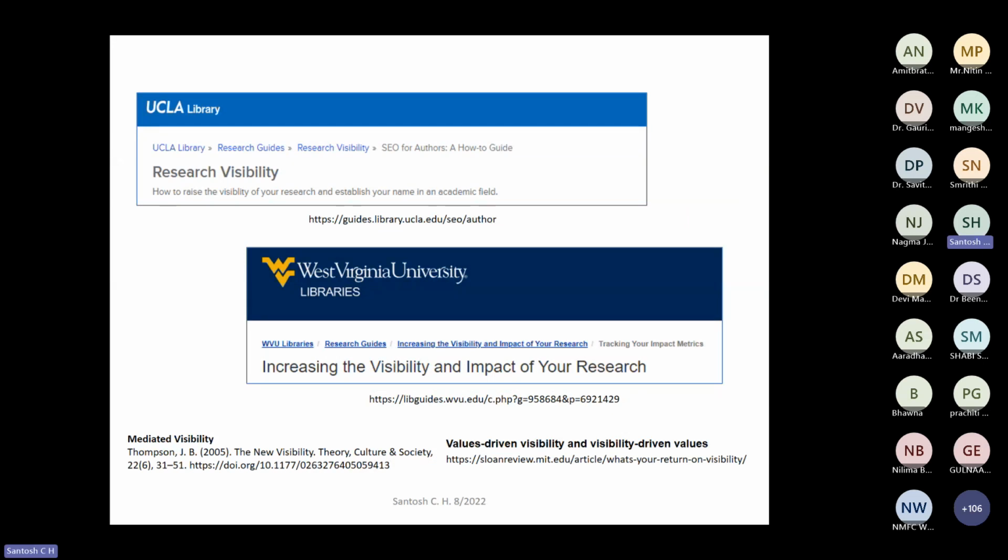Let me give you some more examples. This is the UCLA Libraries site. You can see some pages on different websites. If you check any reputed international university websites, you will find something connected or concerned with research visibility, research impact, or research communication. I have given the links also, so you can access them whenever you find time.